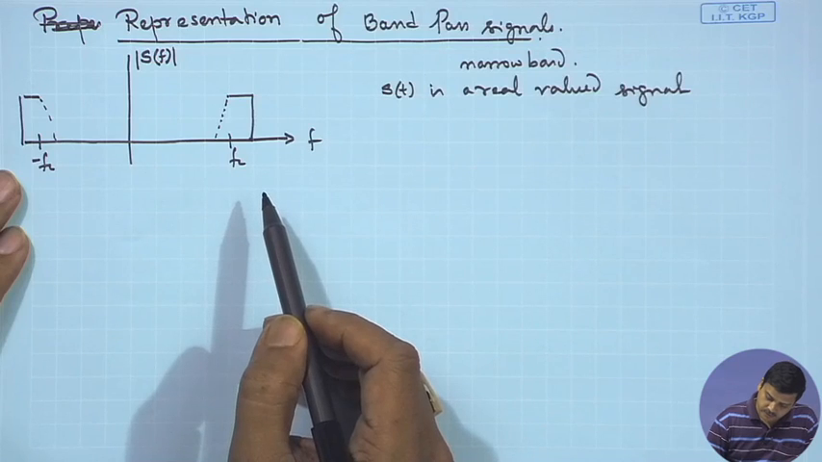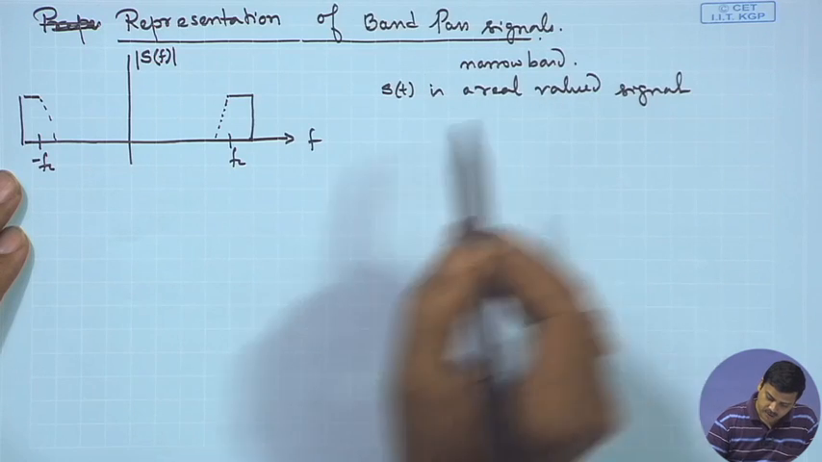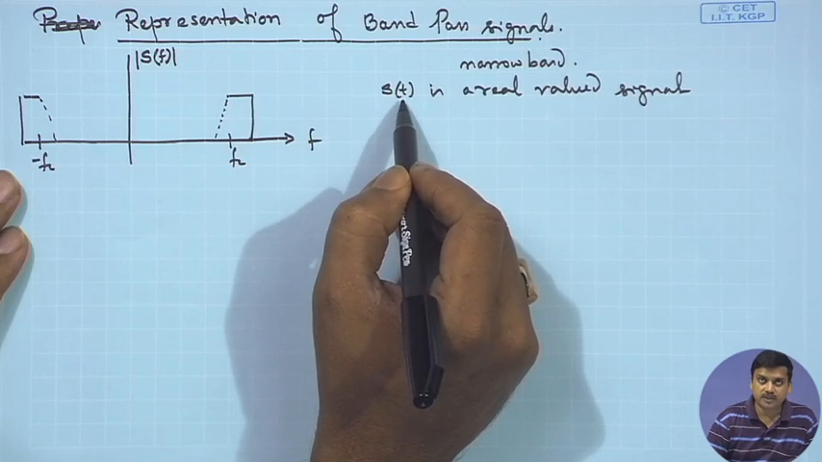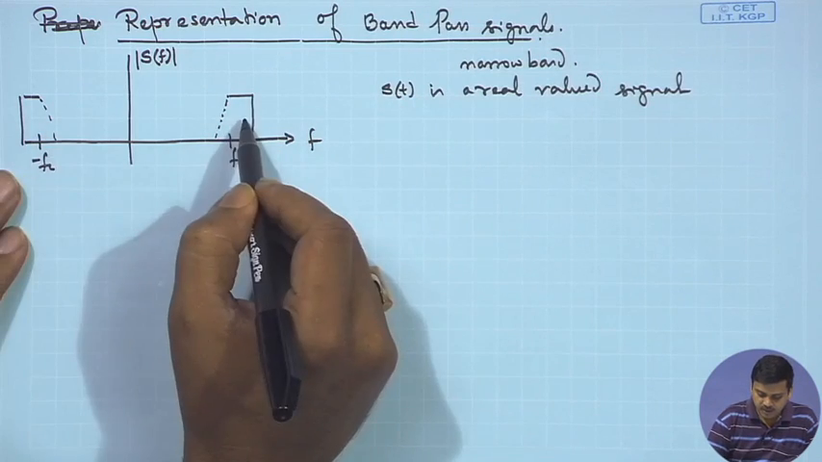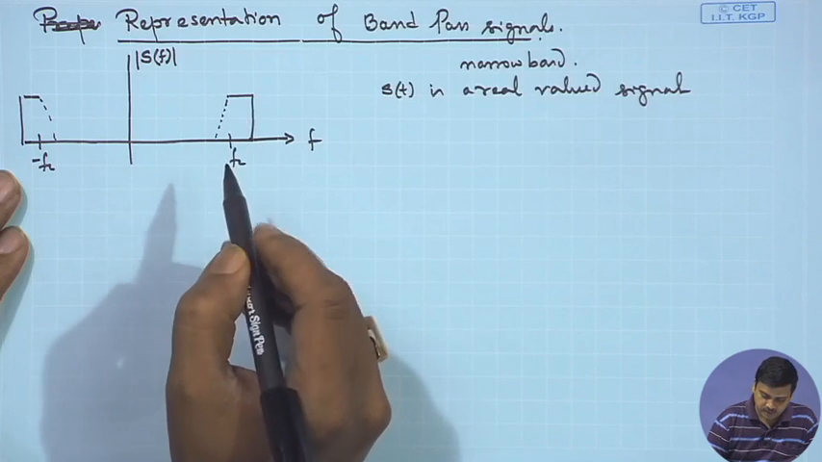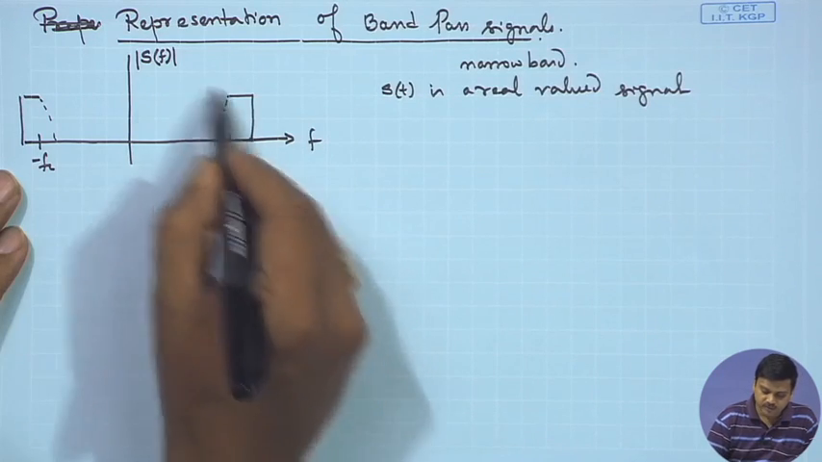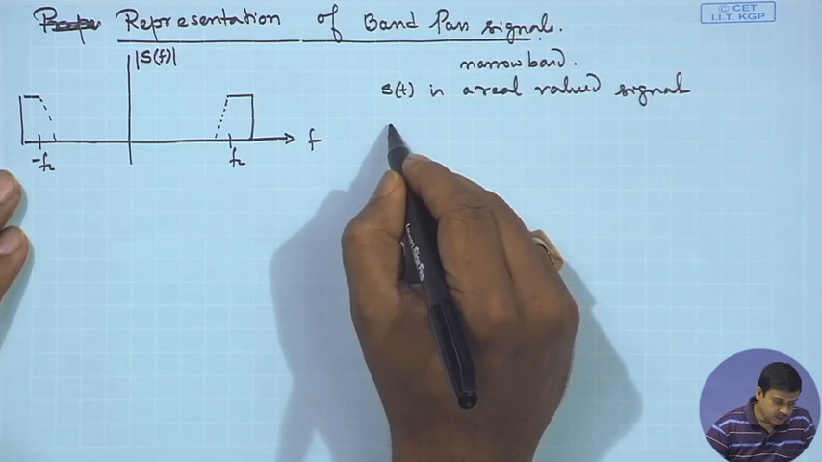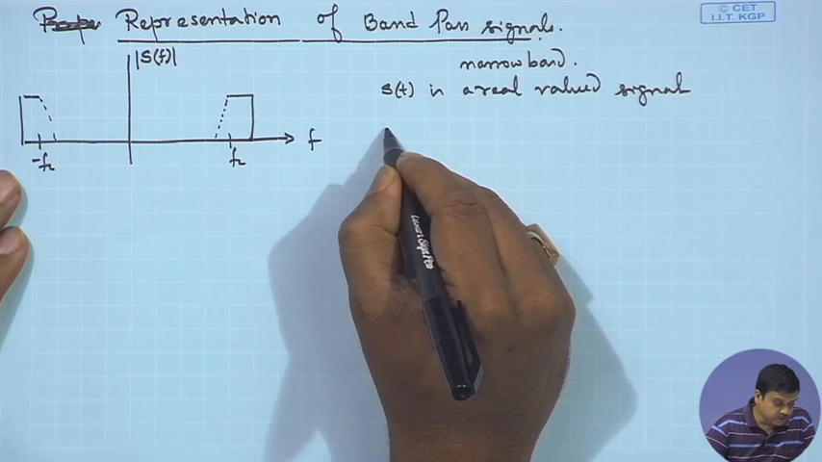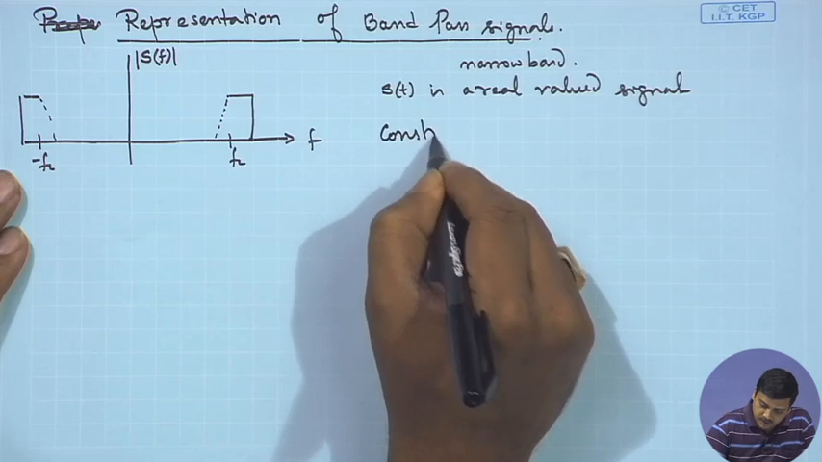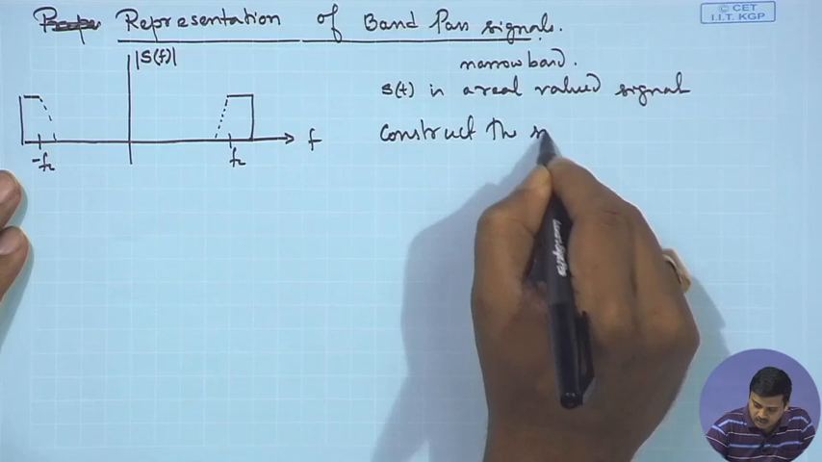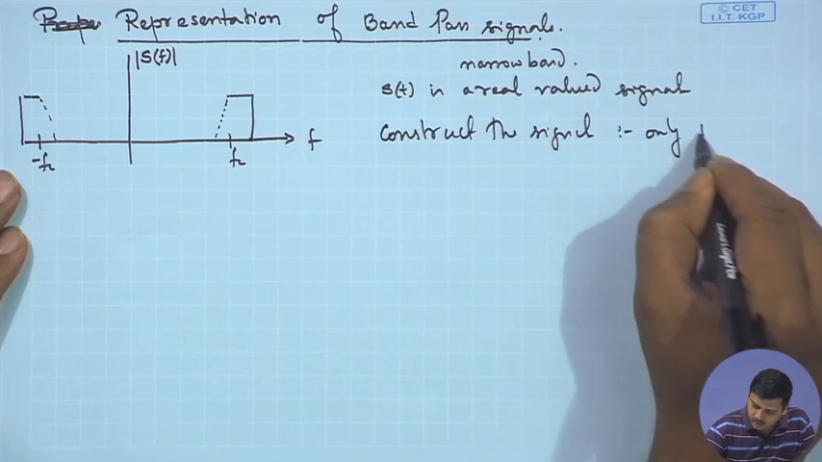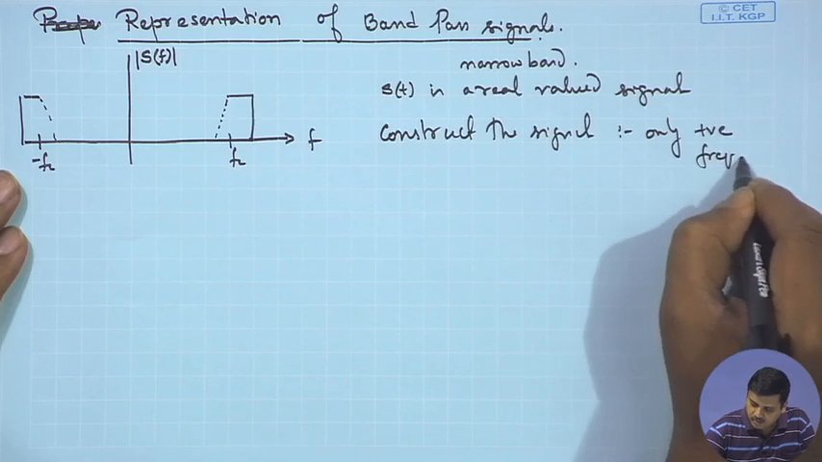We have also said that if s is real valued, then we can use only the positive set of frequencies to represent s of t, because the magnitude is an even function, and the phase is an odd function. So, you can reconstruct the signal only with the positive set of frequencies. If you have to construct the signal, you can use only the positive frequencies, that is sufficient.